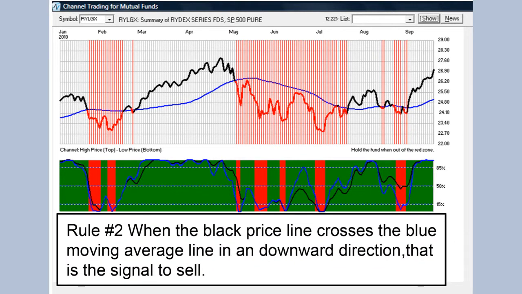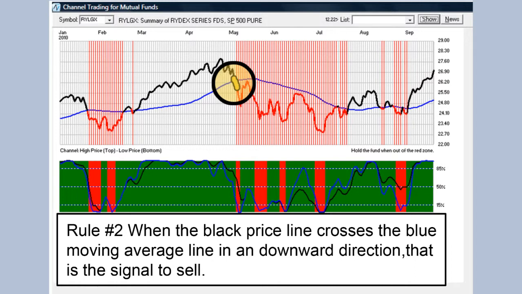Rule number two: when the black price line crosses the blue moving average line in a downward direction, that is a signal to sell. Note the position of the highlighted area.